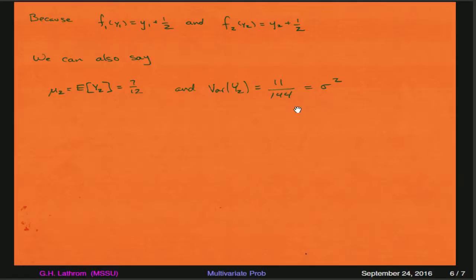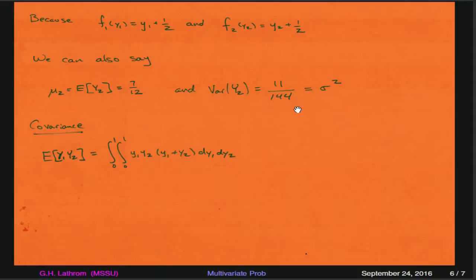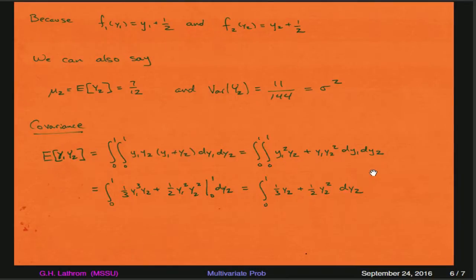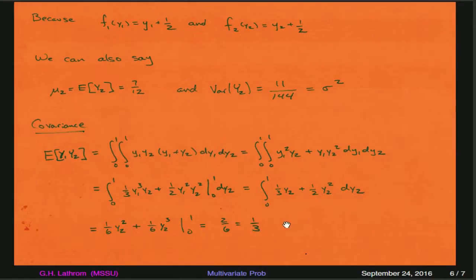Now, computing the covariance, we need the expected value of y sub 1 times y sub 2. In doing this, we go back to our joint PDF, and we want to integrate over all possible values of y sub 1 and y sub 2. We want to integrate our joint PDF against the product of y sub 1 and y sub 2. If we plug that into our integral, multiply it out, and expand values, we see that we end up with a value of 1/3 for the expected value of y sub 1 times y sub 2.